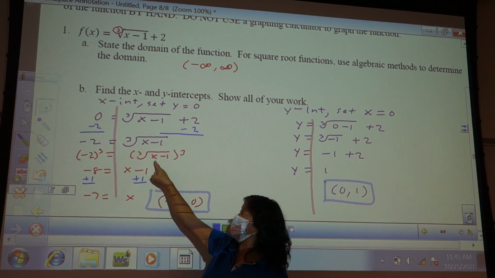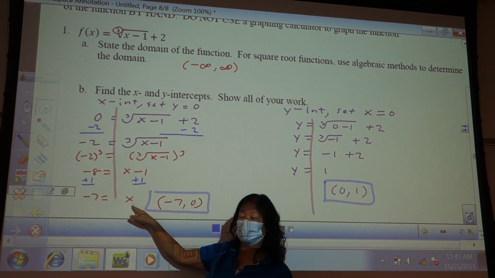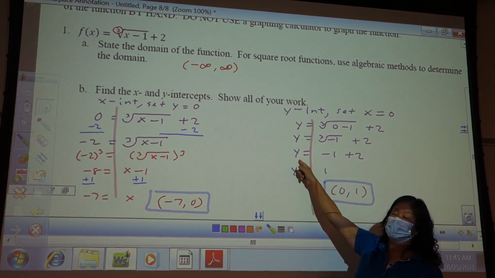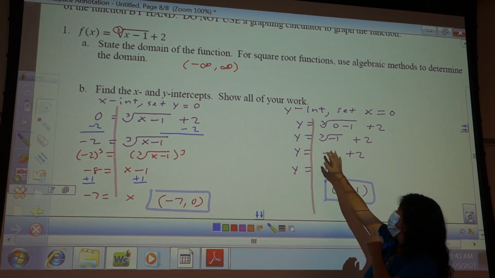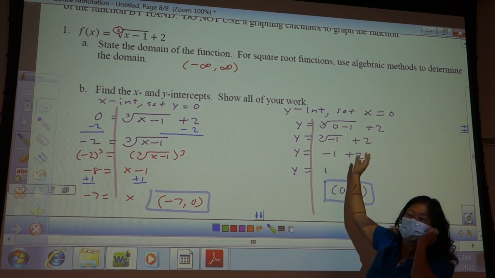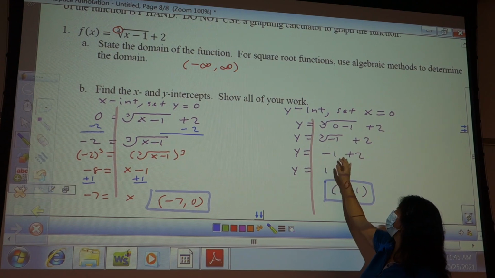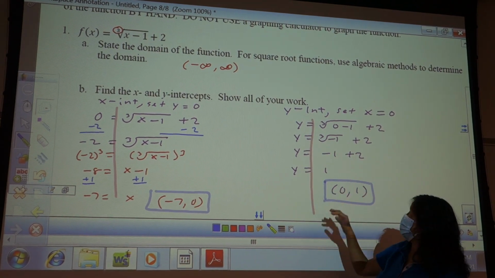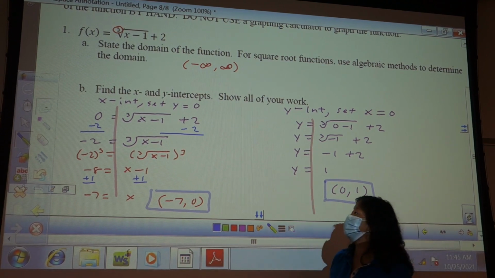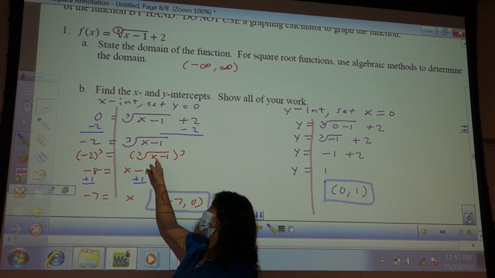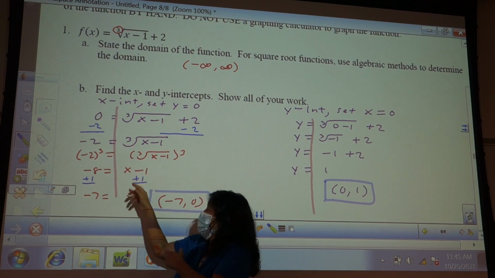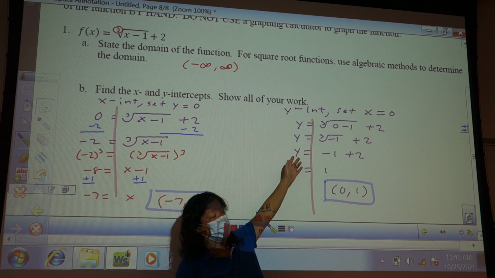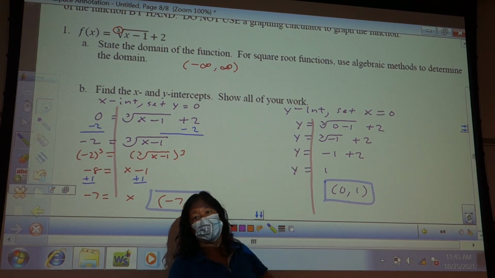We're trying to get this guy all alone. We already have this by itself. So all we need to do is figure out what this means. What is the cube root of -1? And we already have y by itself. Here, we had to do all this stuff because we needed to get the x alone. We had to undo what was happening to x. Here, y is already by itself. Okay, that makes a lot of sense.